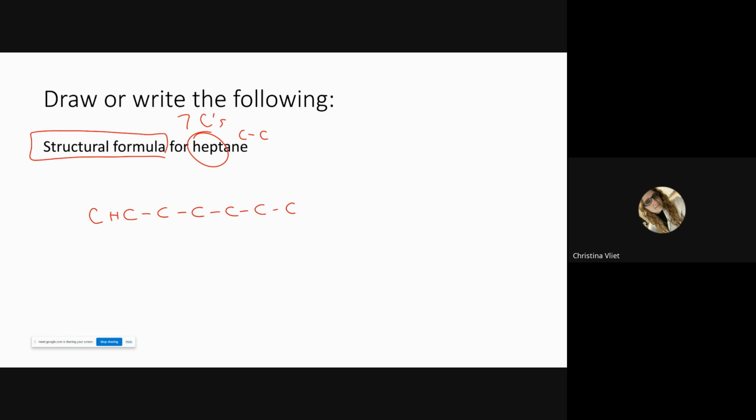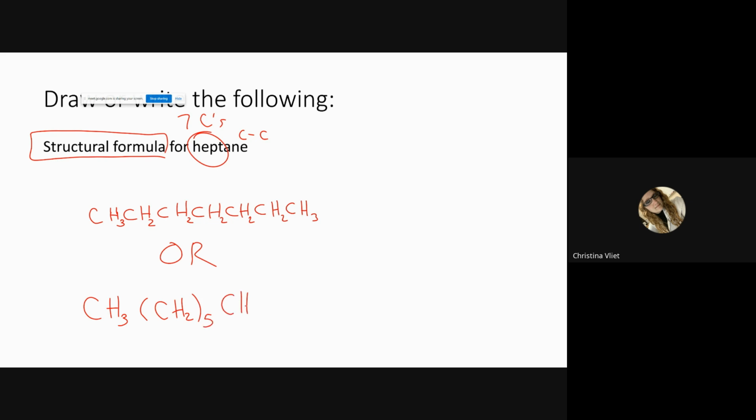So CH3, CH2, notice how I changed the single covalent bond to a hydrogen. CH2, CH2, CH2, CH2, CH2, and CH3. Or, if you didn't want to write all that, you could have recognized that because there's 5 CH2s in the middle, if you recognize that in advance, this is the same as that in condensed structural formula. Remember, Cambridge accepts either of these. Yes?